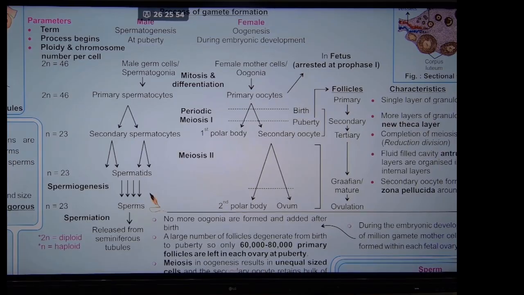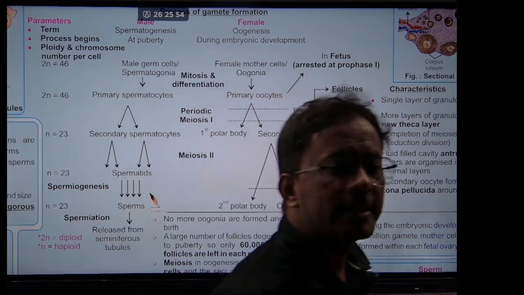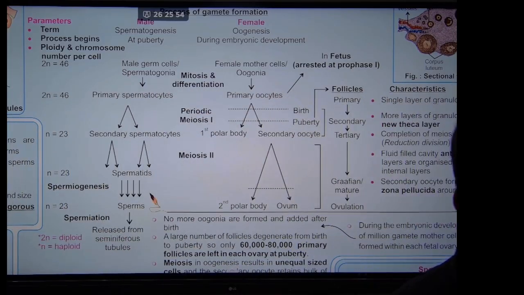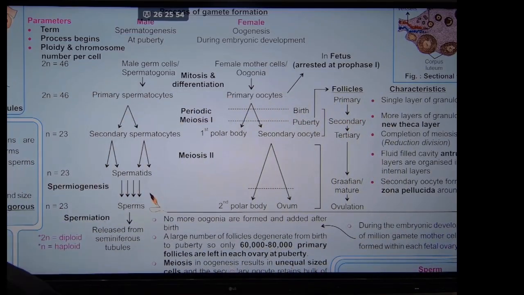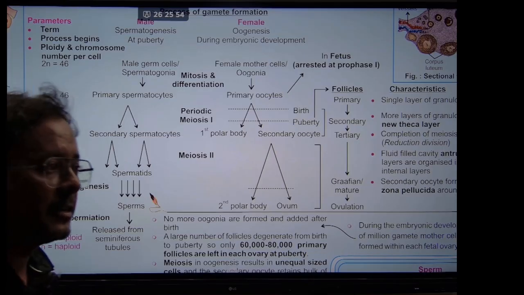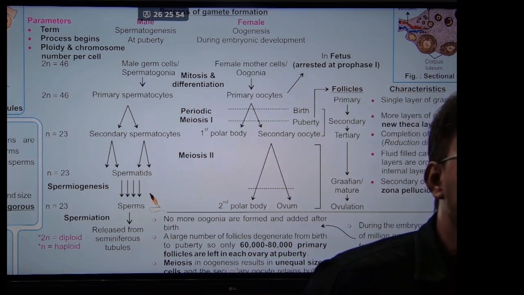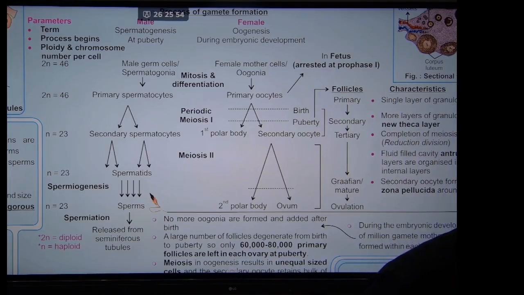And these primary oocytes are surrounded by a single layer of cells called the primary follicles. How many primary follicles will be there when the girl is born? Each ovary contains around 2 million follicles, correct? Now, until puberty, there is no change in the number of follicles. Is that right? No. The number of follicles will degenerate. By the time the girl reaches puberty, only 60,000 to 80,000 follicles remain in each ovary.